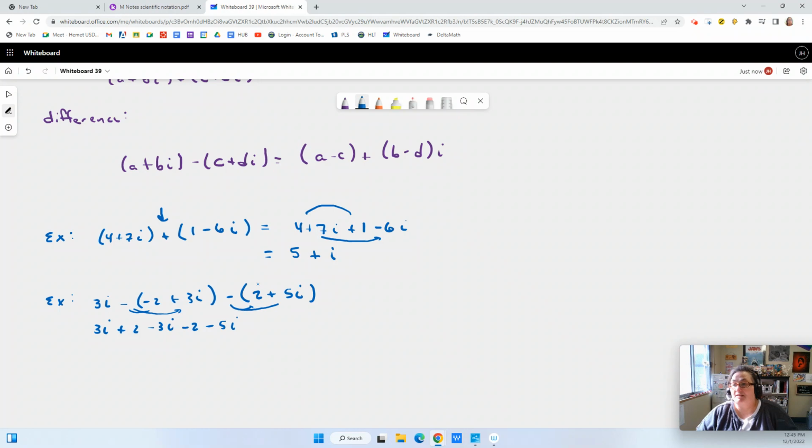We're not doing anything magical here. When we're adding and subtracting, for the most part, our i's are always just going to stay i's and they're going to be treated like any other variable. It isn't really until we get into the multiplication that we start dealing with i squared and creating that negative.